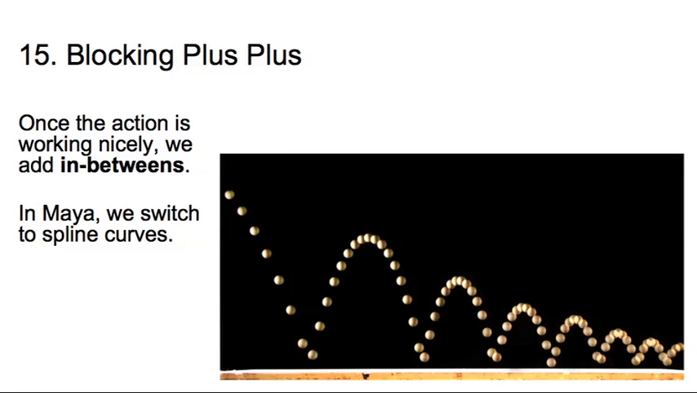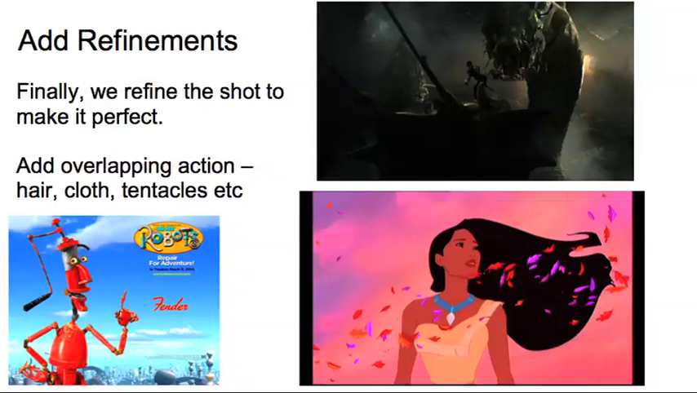Blocking plus plus is where you show something to the director with really almost everything added in, and then finally you switch to spline curves in Maya and add all the refinements, overlapping action, hair, cloth, tentacles, whatever it is that you're doing, all of the extra bells and whistles.